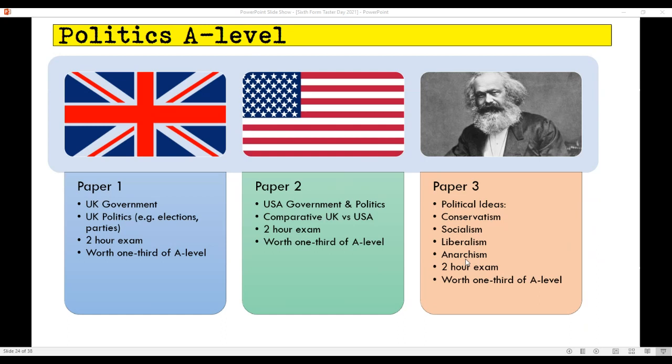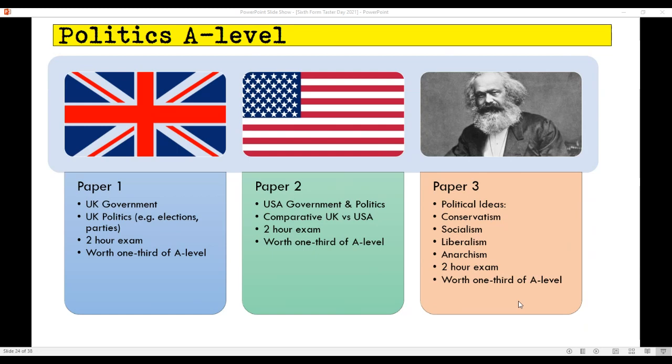It is a two-hour exam worth a third of the A-level. For many people, this is the reason why they sign up, because they want to study this further. Maybe they want to get beyond the cut and thrust of current affairs and governments and parties and elections. That's one layer of politics. But beneath it all really is a philosophical discussion about ideas and the history of ideas. So paper three will give you a grounding in all of those things.